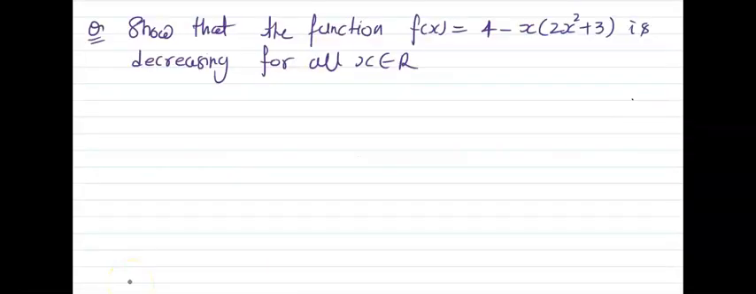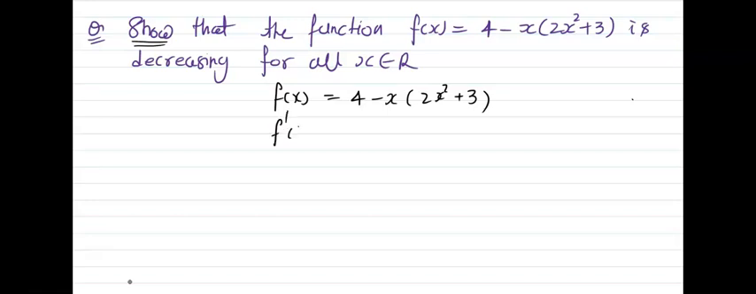Show that the function f x equal to 4 minus x times 2x square plus 3 is decreasing for all x. So this is a show that question. You need to show it. So for decreasing, what do we need to show? Less than or equal to 0, or greater than or equal to 0? Less than or equal to 0.